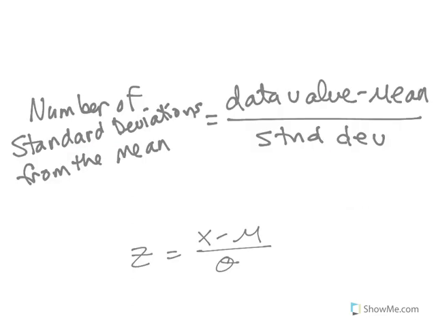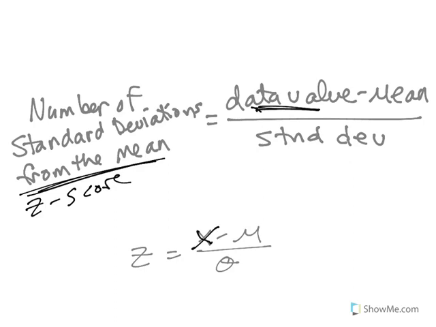When we talk about the number of standard deviations from the mean, we're talking about the data value in question, we subtract the mean, and then we divide by the standard deviation. This is sometimes called a z-score. And so the formula always looks like z equals x minus mu over sigma. So data value minus the mean over the standard deviation. And that tells us how many standard deviations we are from the mean. So the smaller the value of z, the closer the value is to the mean. The larger the z, the farther away it is from the mean.